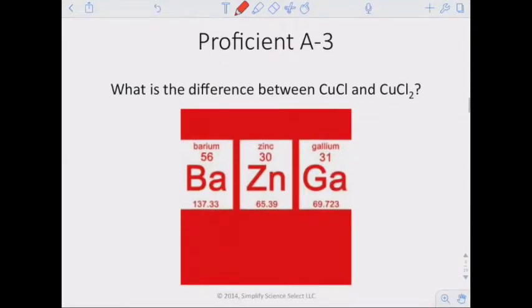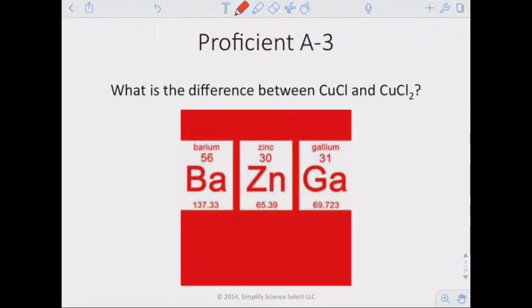Our next example asks, what is the difference between CuCl and CuCl2? What we should recognize is that copper is in both of them, and we see that Cl, which is chlorine, is in both of them. Except in the first one, we only have one chlorine. In the second one, we have two.